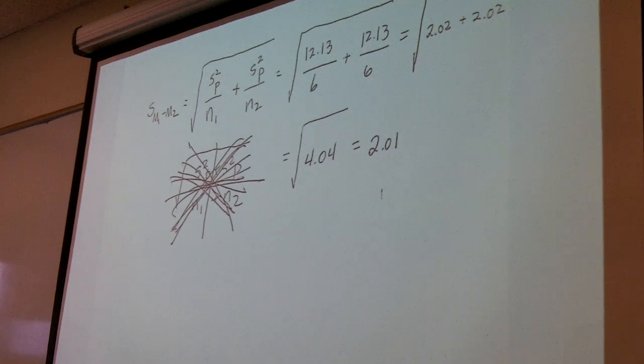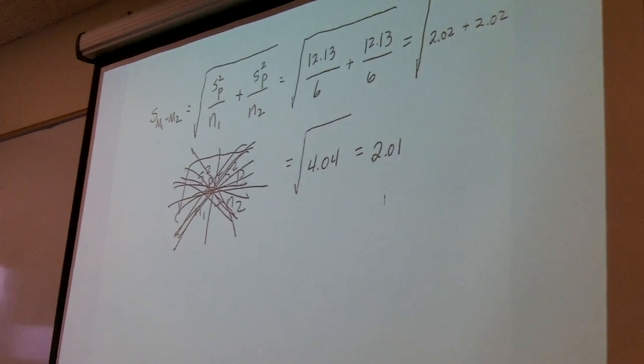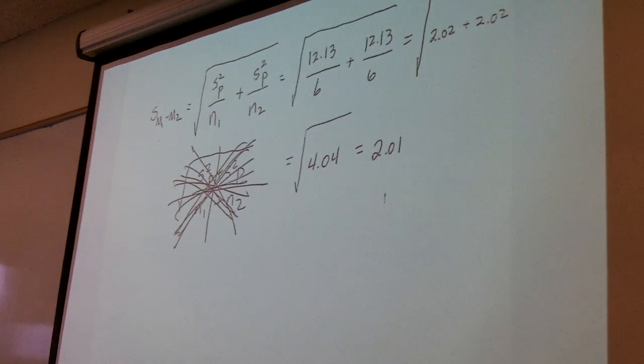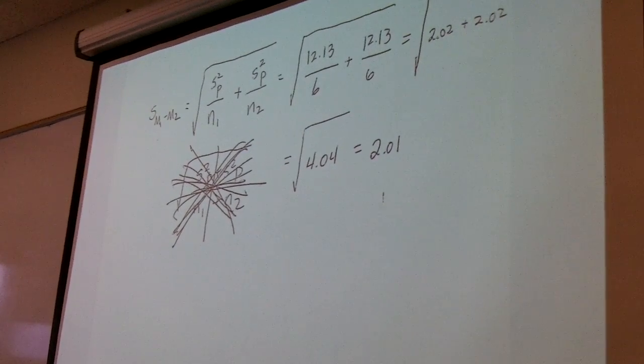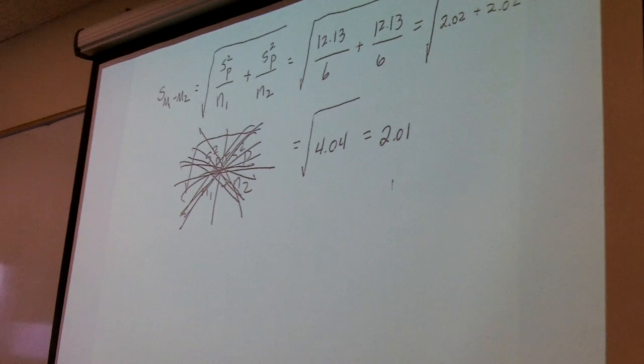And make sure you round at each step. Don't plug everything into your calculator and then round when you get to the end. Round at each step. That's the only way everybody will always get the same answer with everybody else. All right. So now we've figured out the estimated standard error for the pooled samples.